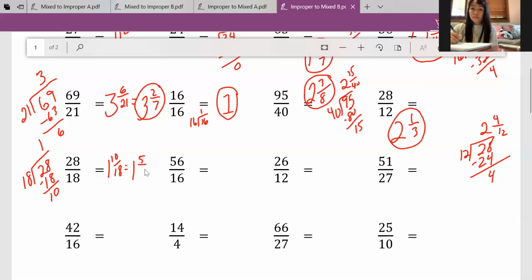18 divided by 2 is 9. So 1 and 5/9 is reduced because 5 is prime and it's not a factor of 9.